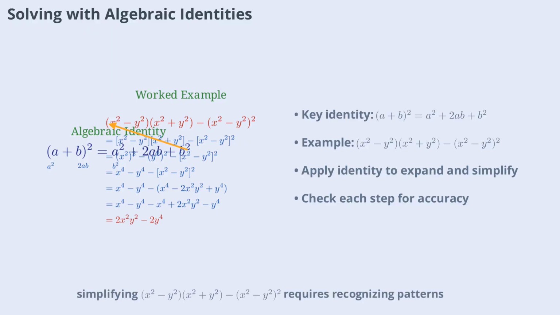For example, simplifying (x^2 - y^2)(x^2 + y^2) - (x^2 - y^2)^2 requires recognizing patterns and applying the right identity. Similarly, you may need to solve equations involving ratios, cubes, or square roots, sometimes using the long division method. Mastering these identities not only saves time but also reduces errors. Practice by rewriting and simplifying expressions, and always check your steps for accuracy. This approach will help you tackle even the most challenging problems with confidence.